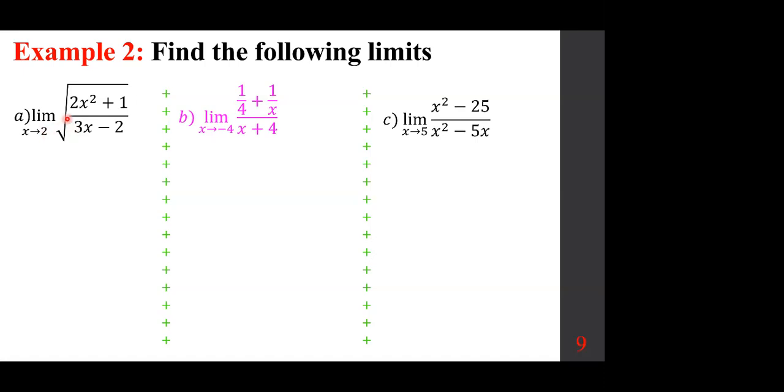If I plug in 2, I get 2 squared, which is 4, times 2 is 8, plus 1 is 9. And this one is 3 times 2, which is 6, minus 2 is 4. So the square root of 9 over 4, I just plugged in, and that's 3/2.